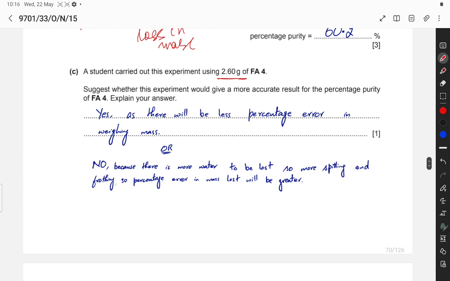Or you can write down no, because there is more water to be lost, so more spitting and frothing, so percentage error in mass lost will be greater. You can write down this, or you can write down this.